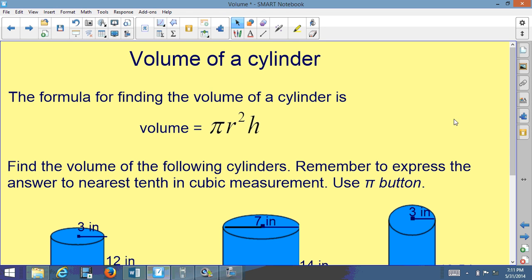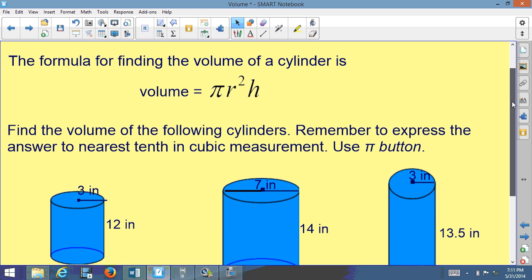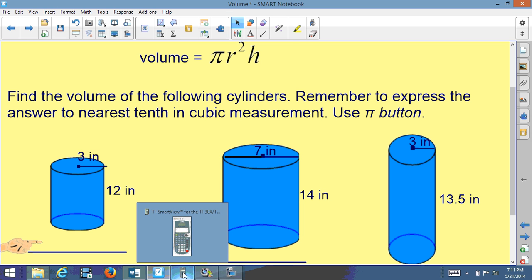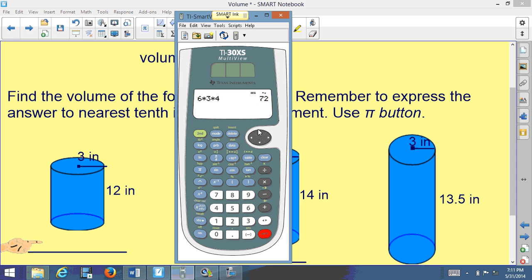Let's move on to our next figure, which is the volume of a cylinder. A cylinder volume is pi r squared times height. So we have our good old formula, the area of a circle, and we're going to use that by multiplying it by the height, because it's the third dimension, and we're going to round off to the nearest tenth for cubic measurement. So we're going to definitely need our calculator, because we got to use the pi button. So I know you're tempted to use 3.14, but the pi button is much more accurate.